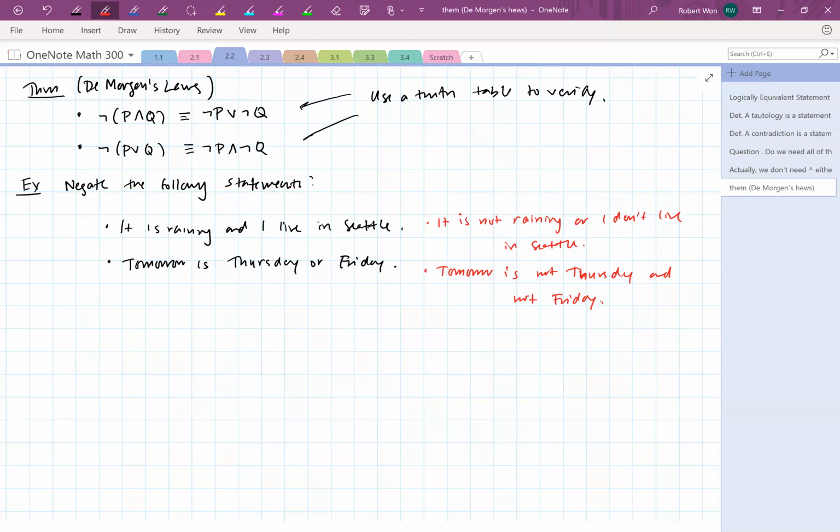To negate an and statement, it's raining and I live in Seattle, you only need one of them to be false. Either it's not raining or I don't live in Seattle. On the other hand, in order to negate the or statement, tomorrow is Thursday or Friday, you want to say tomorrow is not Thursday and tomorrow is not Friday. So in order to negate an or statement, you get an and statement, and that's the second of De Morgan's laws.